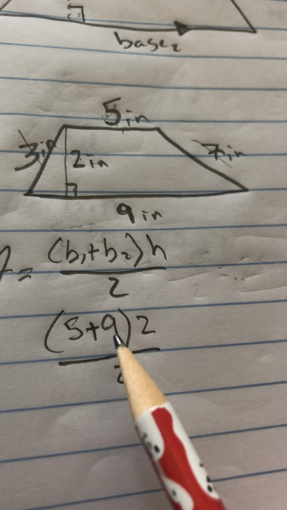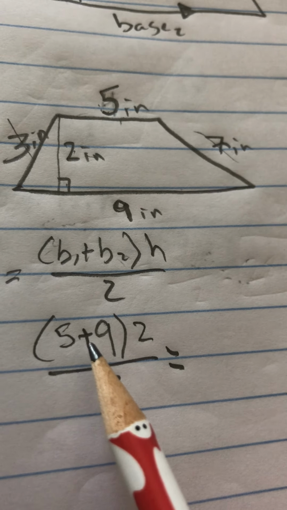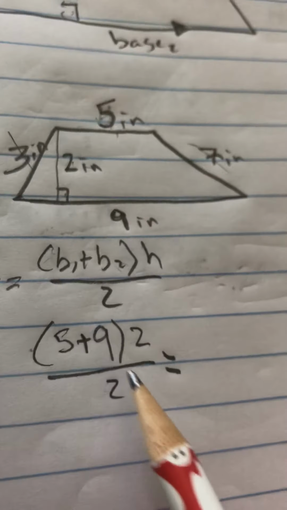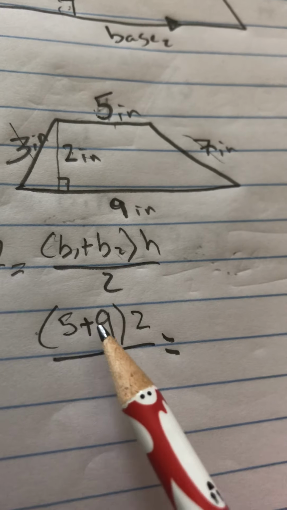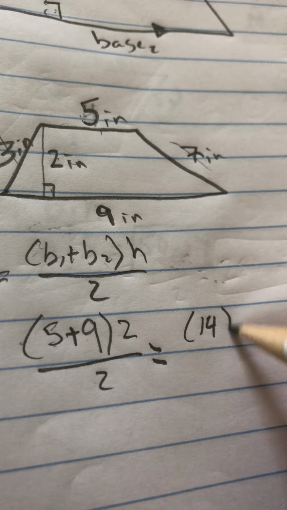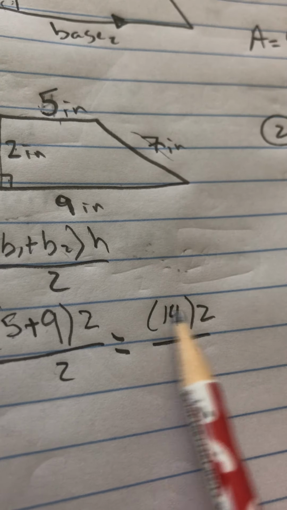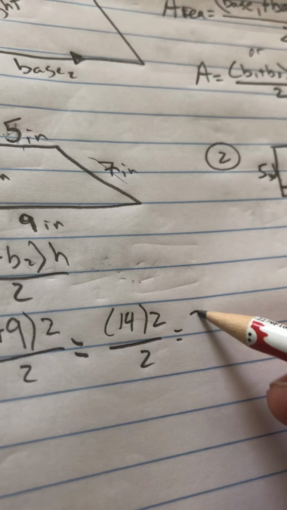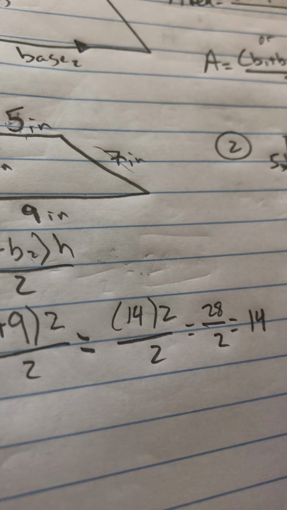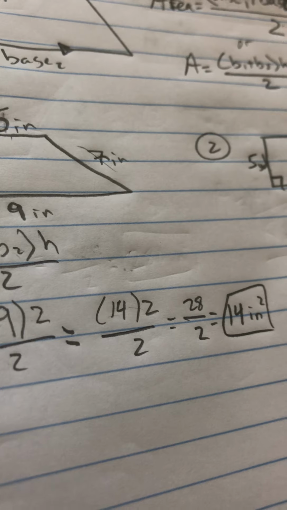This is where, if you don't have an actual calculator, you have to know your order of operations. If you do have a calculator, great, plug this whole thing in exactly how you see it, using your parentheses and all that stuff. If you don't have a calculator, do your operations first. So 5 plus 9 is 14 times your height divided by 2. Multiply first. 14 times 2 is 28 divided by 2. Divide, that makes 14 inches squared. That's your answer.